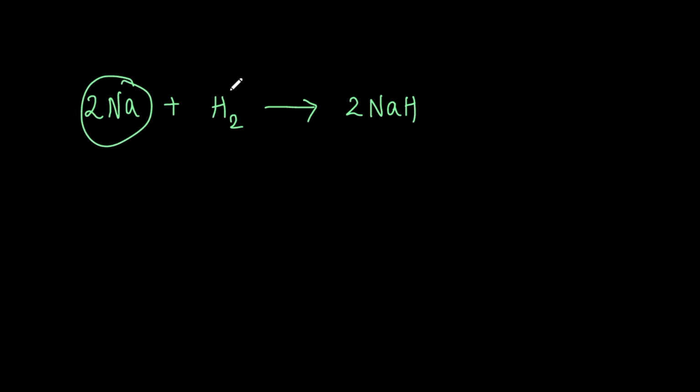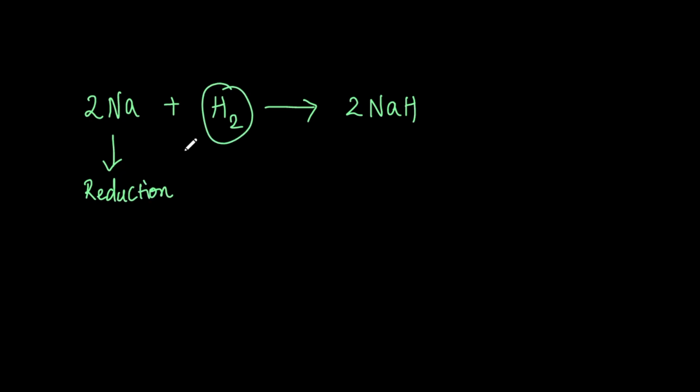Now let us see an equation. 2Na plus H2 gives 2NaH. If you see this reaction, for sodium, hydrogen is added. What is addition of hydrogen? Addition of hydrogen is reduction. So we can say for sodium, it is reduction.